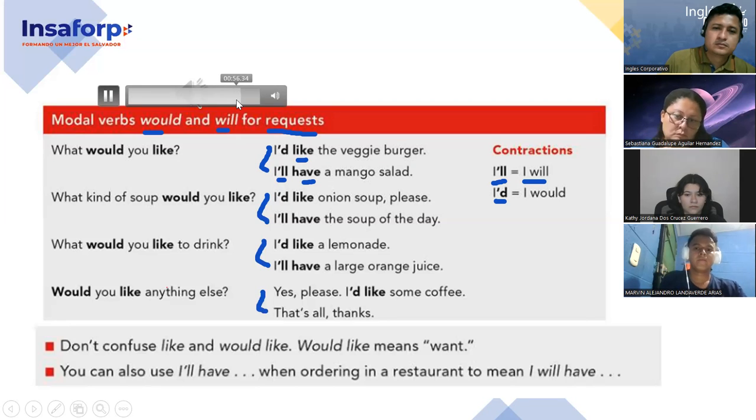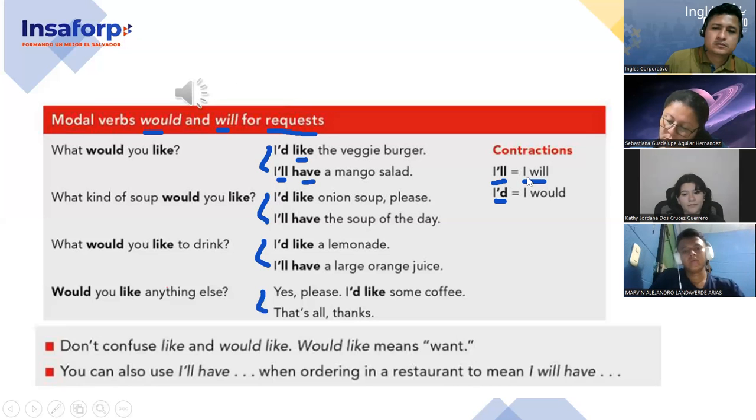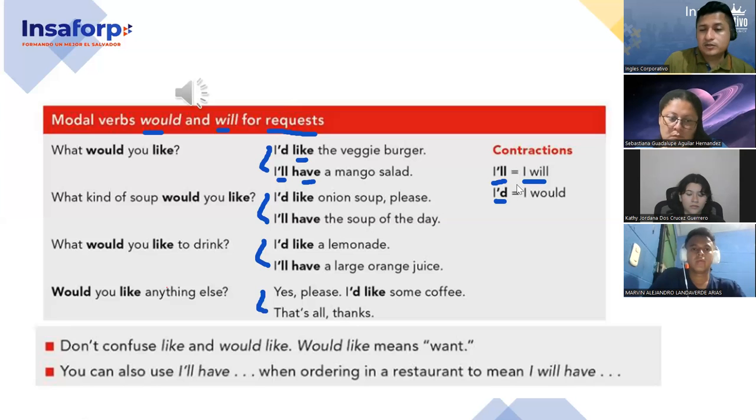Contractions. I'll equals I will. I'd equals I would. With the contraction I'll, I'd. Este es el más difícil de los dos, right? But this one, the key is like, la lengua le va a topar al cielo de la boca cuando lo pronuncia al final. I'd like a lemonade. I'd like onion soup. I'd like veggie burger.